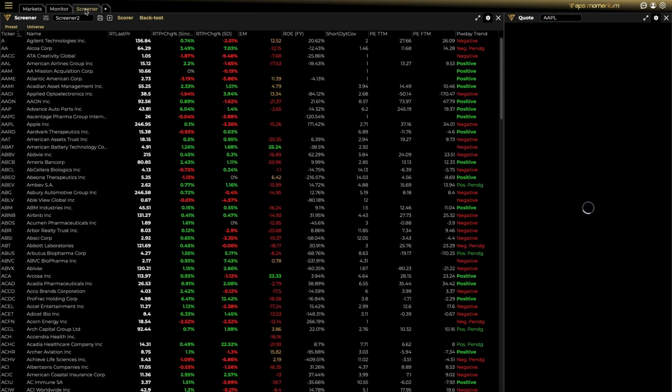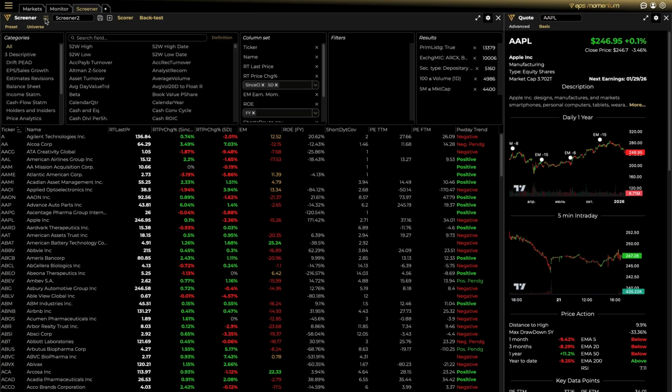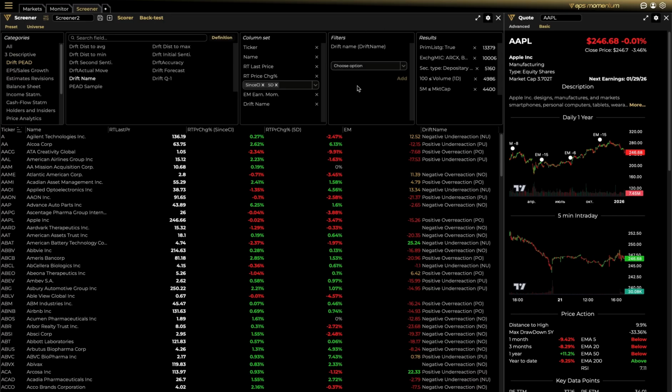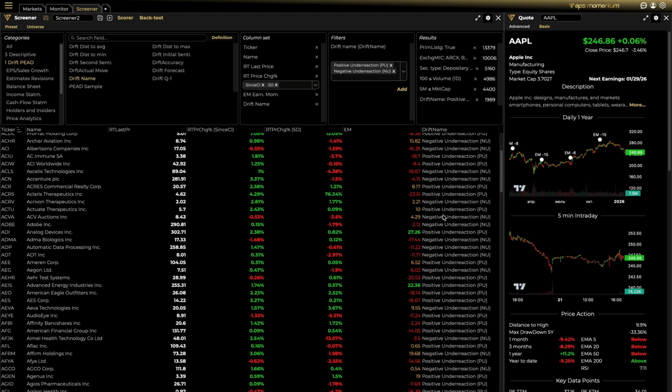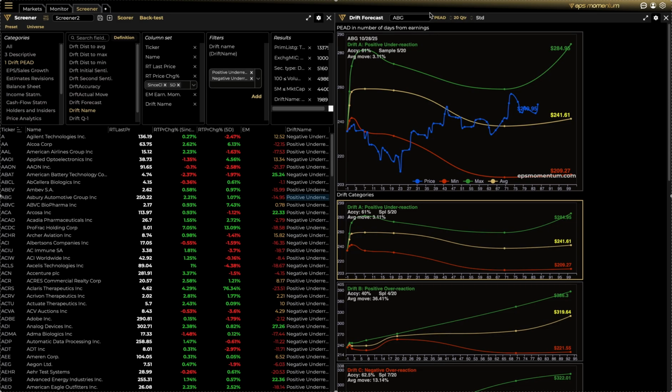In a stock screener, drift can help identify potentially profitable stocks by filtering for the type of drift, positive or negative, overreaction or underreaction, the forecast accuracy, and the distance of the price from the end of the drift. The most attractive opportunities are those with positive underreaction or negative underreaction, as investors often underreact, creating potential for favorable price movements.